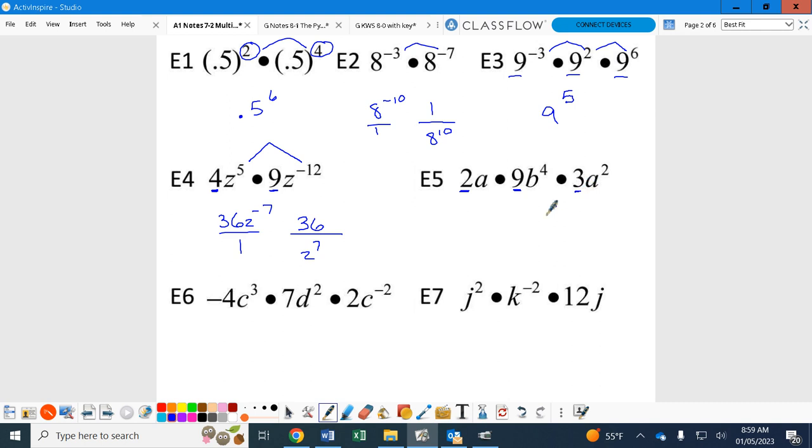Do that on the calculator. What's 2 times 9 times 3? 54. Perfect. Then you start looking alphabetically and you combine the ones that alphabetically have the same base. This is an A, this is an A. You put the A as your base. What is the power right here, even though there's nothing written here? 1. So 1 plus 2 is going to give you a power of 3. Then the b to the 4th goes at the end, and you don't do anything to it because there's no other b to combine it with.